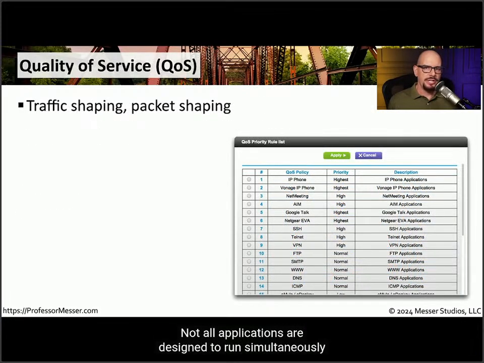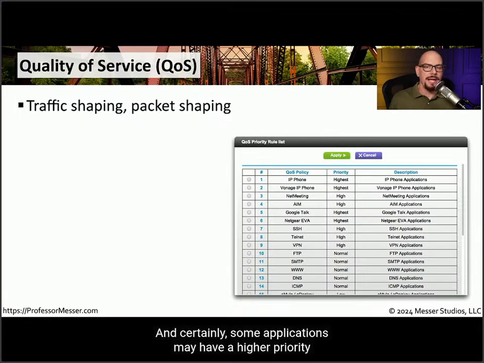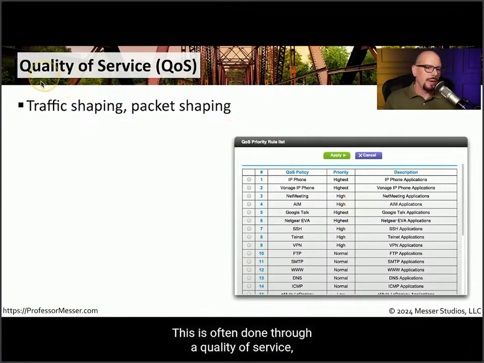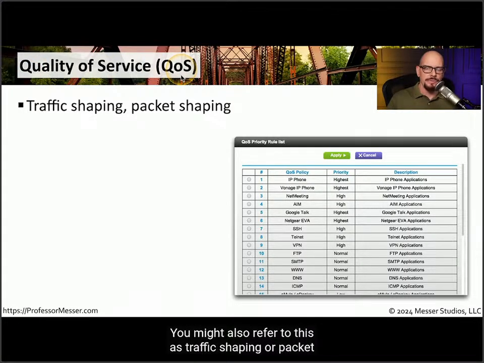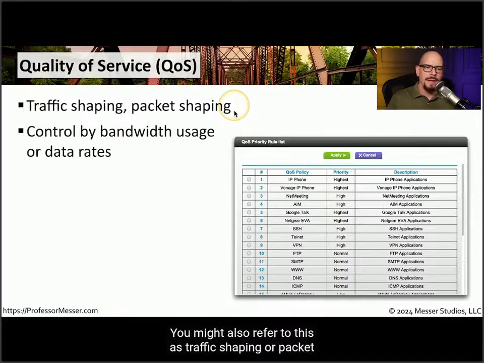Not all applications are designed to run simultaneously on a network, and certainly some applications may have a higher priority to your organization than other applications. For example, there might be a real-time audio or video stream that has a higher priority than a file transfer. Because of these requirements, it's very common for network administrators to provide some type of prioritization to these applications. This is often done through a quality of service or QoS configuration. You might also refer to this as traffic shaping or packet shaping.